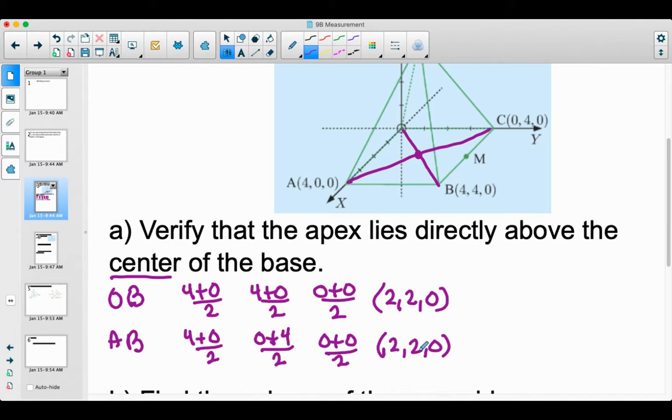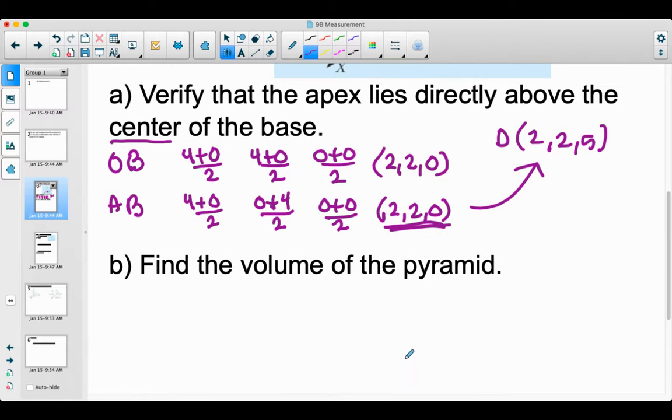Okay, so they both have the same midpoint, so that means they are intersecting there. And if D is at (2, 2, 5), isn't that directly above our midpoint? So since it is, there is our verification. It does lie directly above the center because it's 5 units higher than the (2, 2, 0). So that's step one.